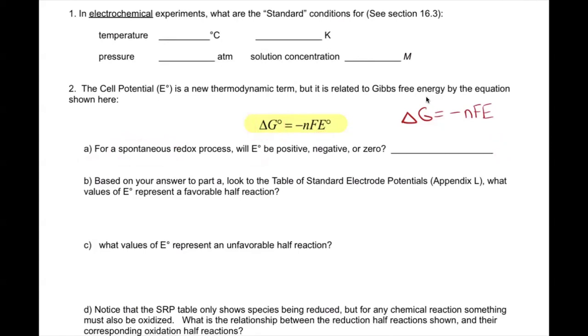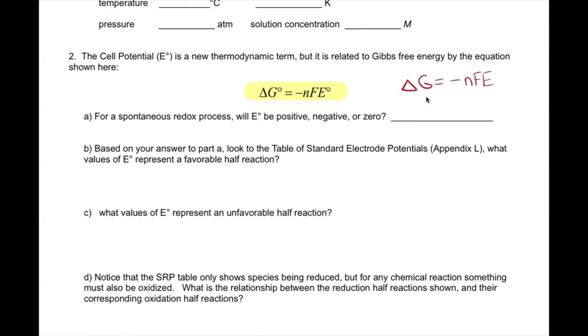When you have that answer, then we could go to B and C. And for B and C, it's going to ask us to go to Appendix L. And in Appendix L, we have our table of standard electron potentials, our reduction potentials. And on table L, you're going to have a list of E naught values for a half reaction. And so which values on table L would represent a favorable half reaction?